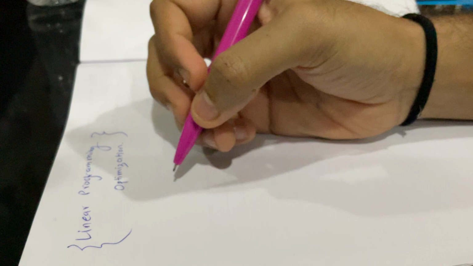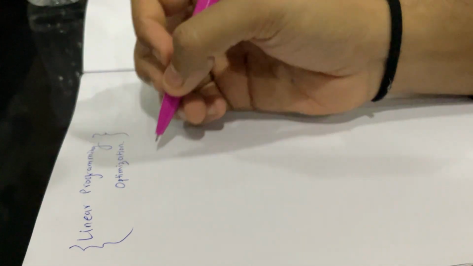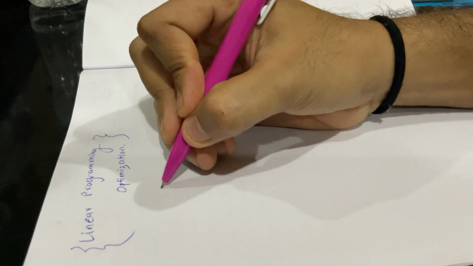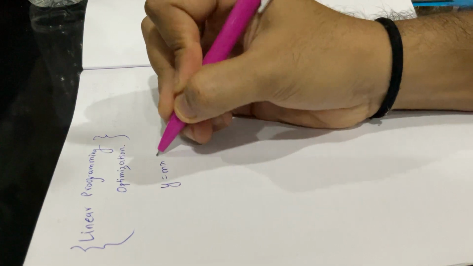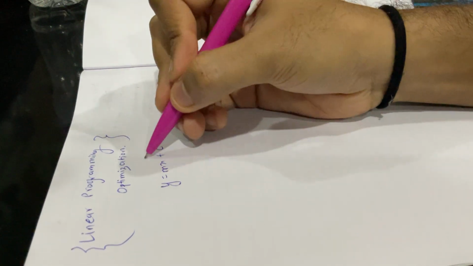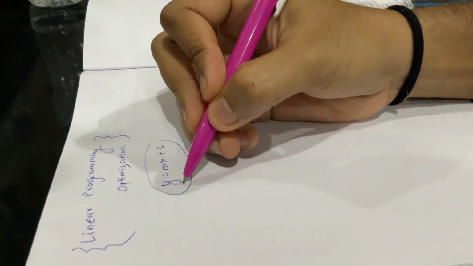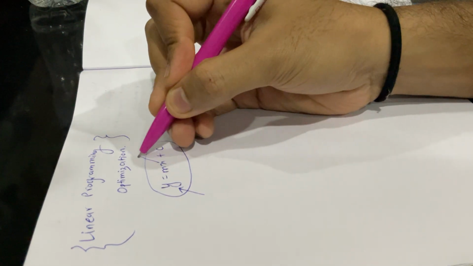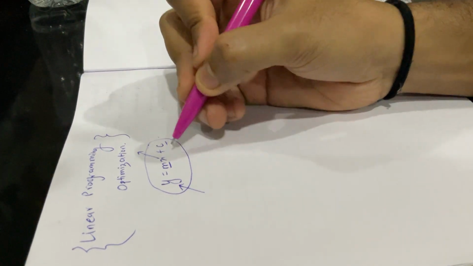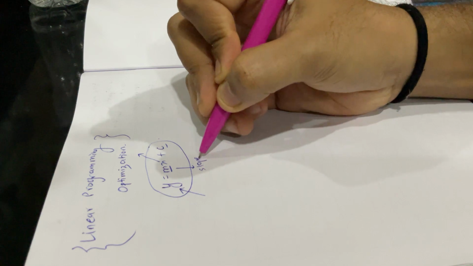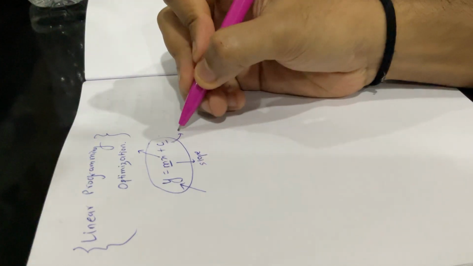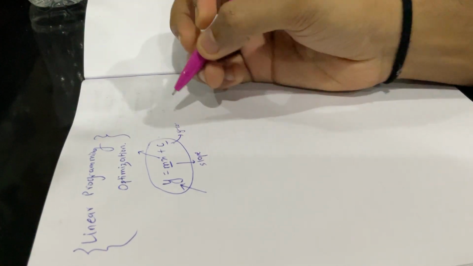So till now we have learned the equations of a straight line, for example y equals mx plus c. We already know that this represents a straight line where x is a variable and y is one more variable. And what are m and c? m is known as the slope of the line and c is known as the y-intercept. Okay, so what do we mean?